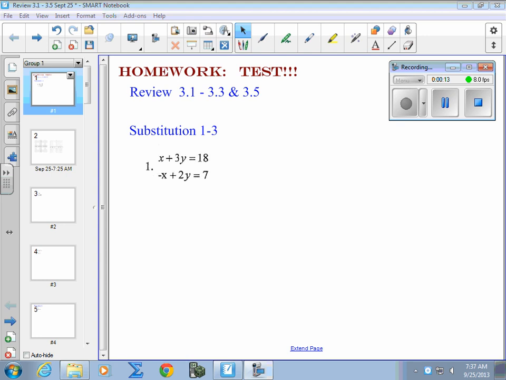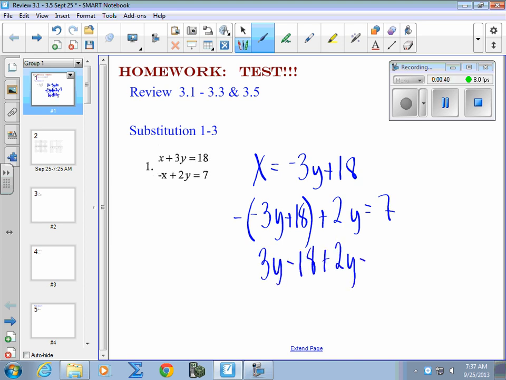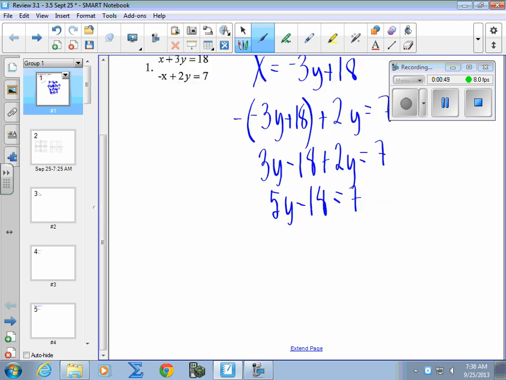Numbers 1 through 3, you're supposed to use substitution. So the first thing I would do is subtract 3y from both sides of the equation, and then plug negative 3y into the second equation. But you need to be careful because of the negative sign. So negative of a negative would be positive 3y minus 18 plus 2y is equal to 7. 3y plus 2y is equal to 5y minus 18 is equal to 7. So we get 5y is equal to 25, so y is equal to 5.